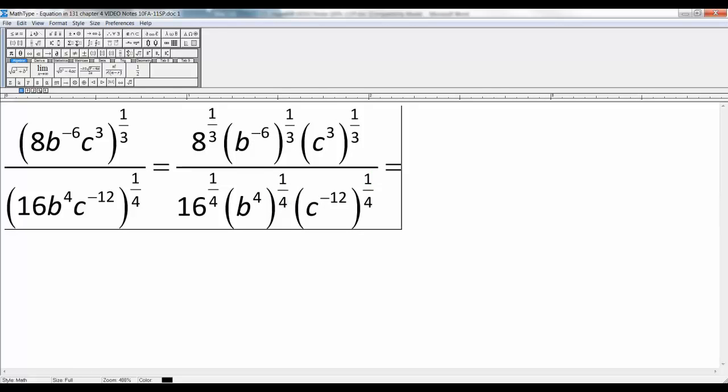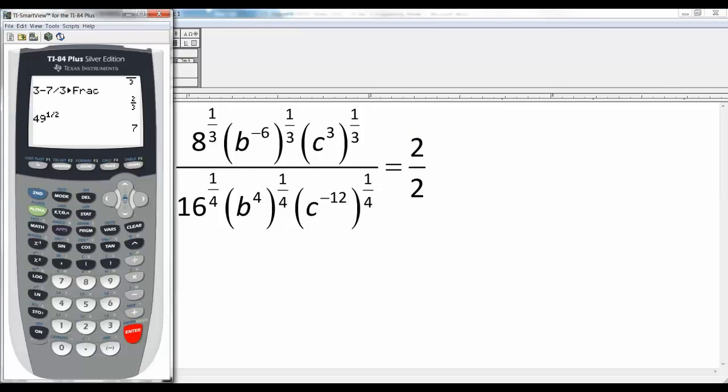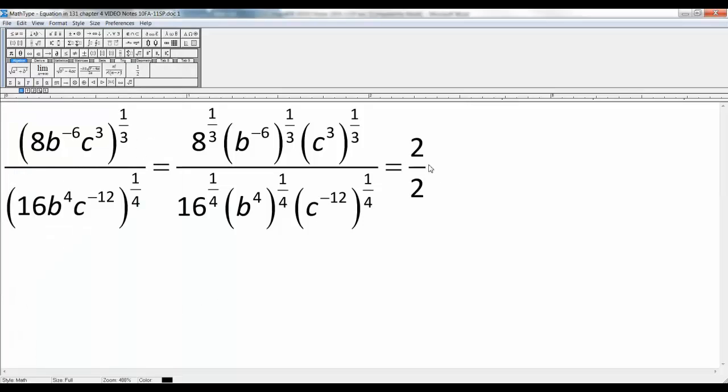Okay, now the numbers use the definition that we learned before. So you go, okay, that's 2 over 2. 16 to the 1/4, 8 to the 1/3. If you don't believe me, use your calculator. 16 to the 1/4. And again, remember, parentheses for those exponents if you have old school calculators.